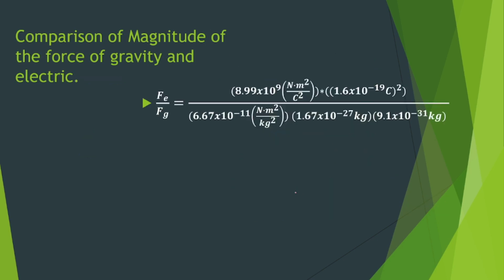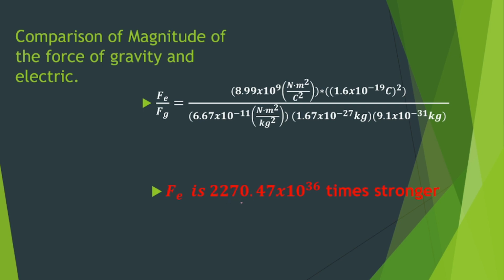Alright, so next step is to press this in your calculator, and you will see that the answer is Fe is 2270 times 10 to the 36 times stronger than the force of gravity. So it's much stronger.